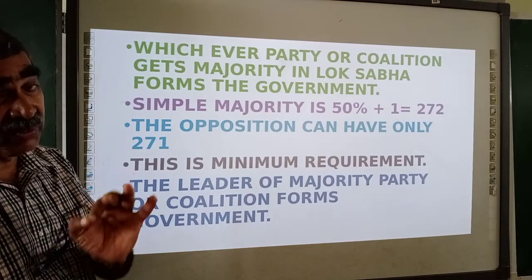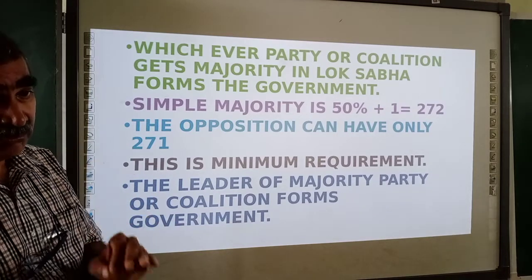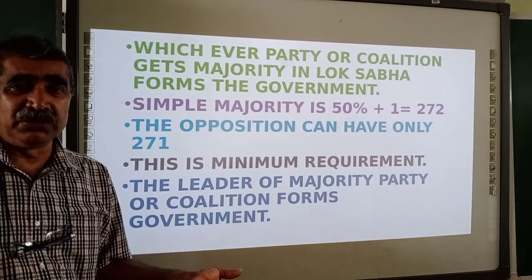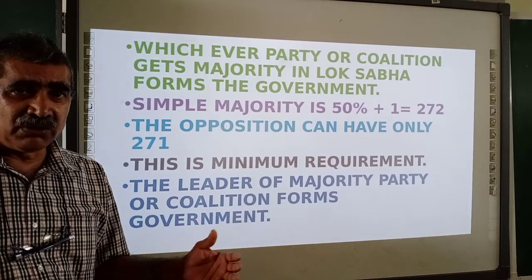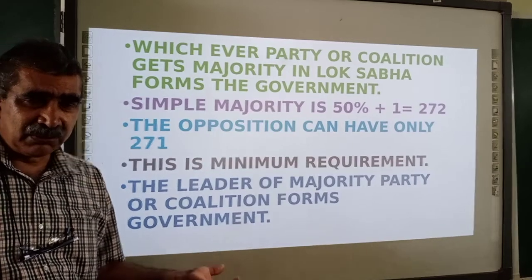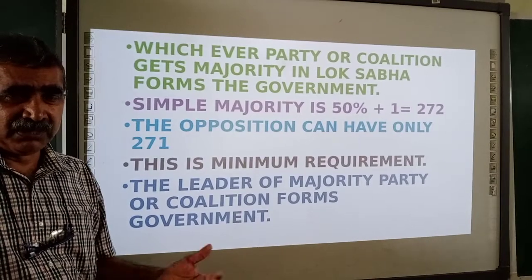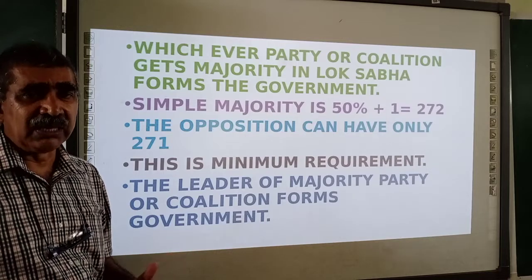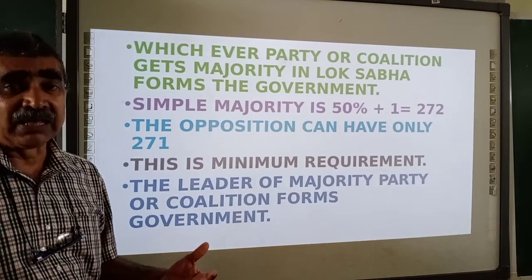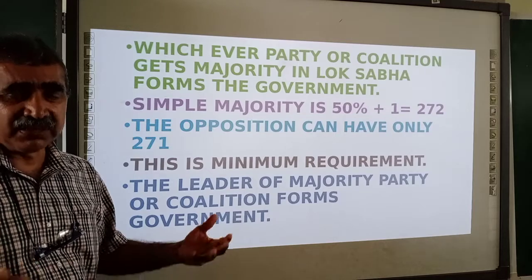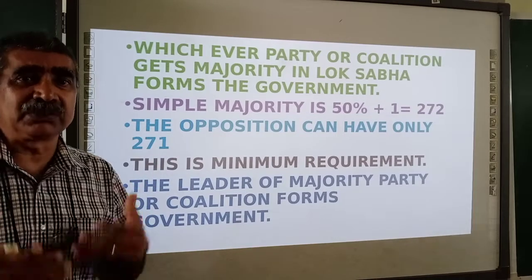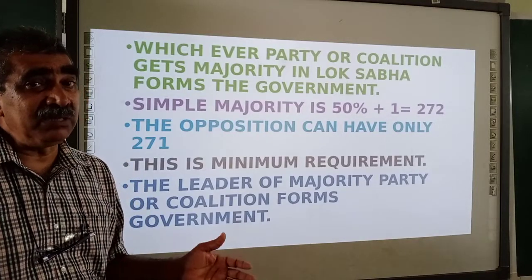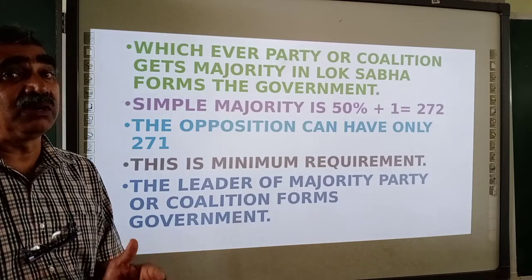The leader of the majority or a coalition. Many political parties have joined together and they support. When Manmohan Singh was the prime minister, Congress party alone was not having a majority. So there were Sharad Pawar's NCP, DMK, Karnataka's DMK, RJD, like that, many parties joined together and supported the coalition. And the prime minister is there. And the prime minister is the leader of the government.